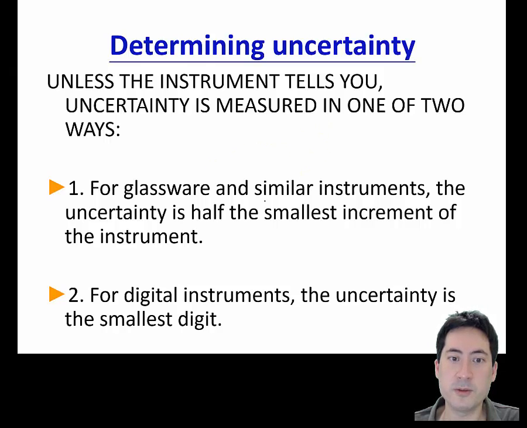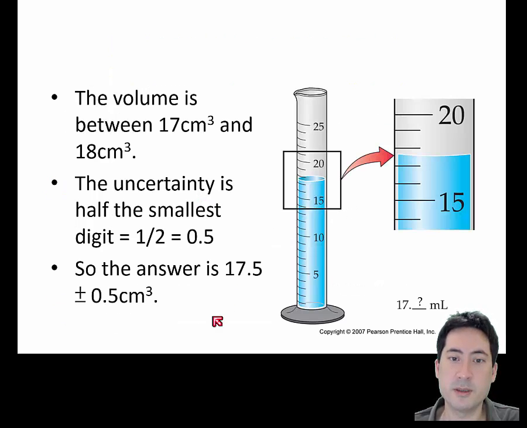So here are the rules for determining what the uncertainty of the instrument is. For the instruments you'll be using in general, you just take the smallest increment and halve it, and make sure you do that. And for the digital instruments, that's just the smallest digit. So let's go through some examples here. So here we have a measuring cylinder, which you're not going to use, but it's easy to see these values.